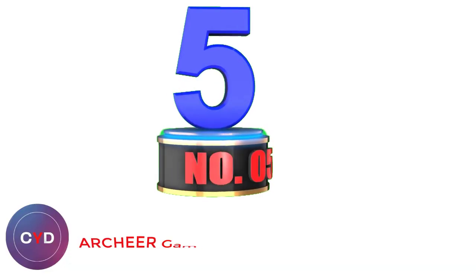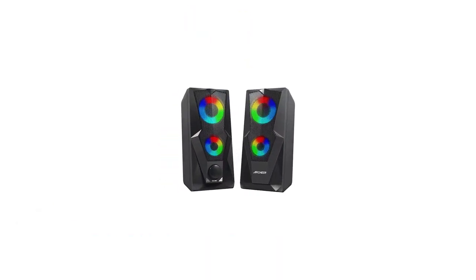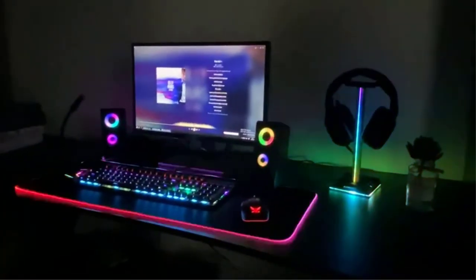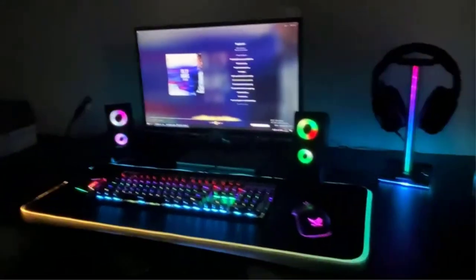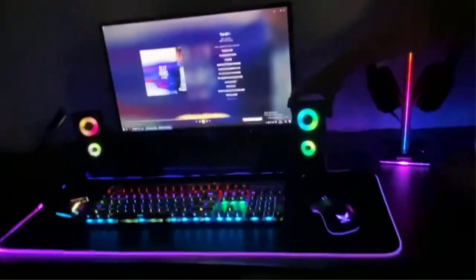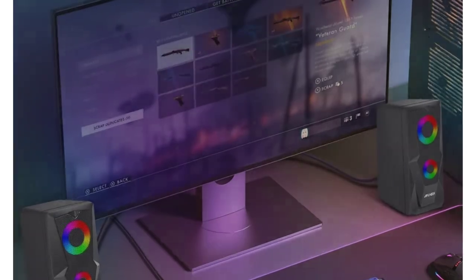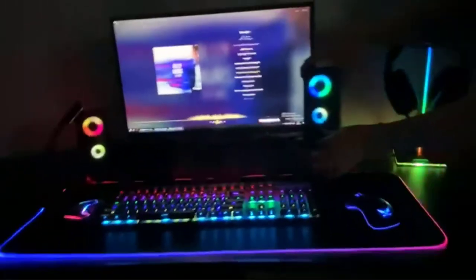Number 5. Archeer Gaming Speakers. For all those people looking for an affordable yet powerful pair of gaming speakers for their desktop PC setups, Archeer has a pretty good offering that's worth checking. These gaming speakers consist of two speaker units having powerful 5W drivers each, which makes the max output of this system 20 watts. This much sound output is perfectly ideal if you want to play games in a stereo configuration.